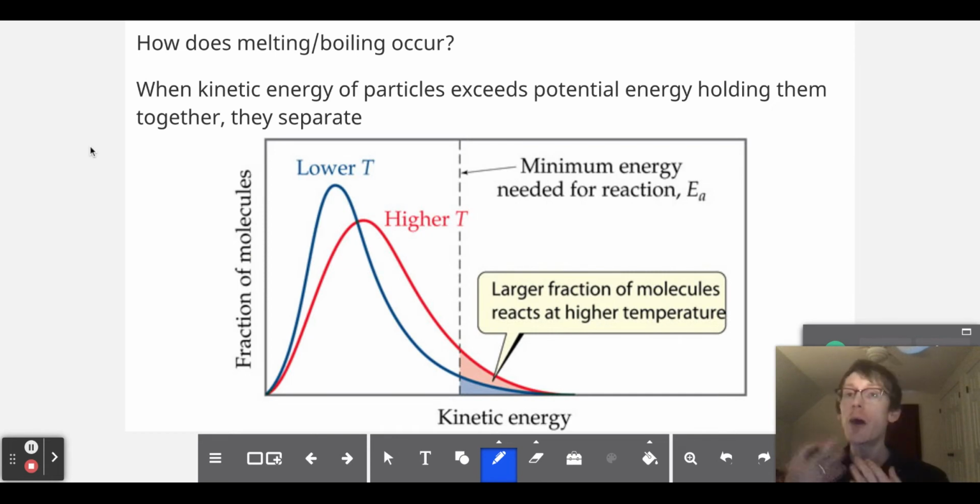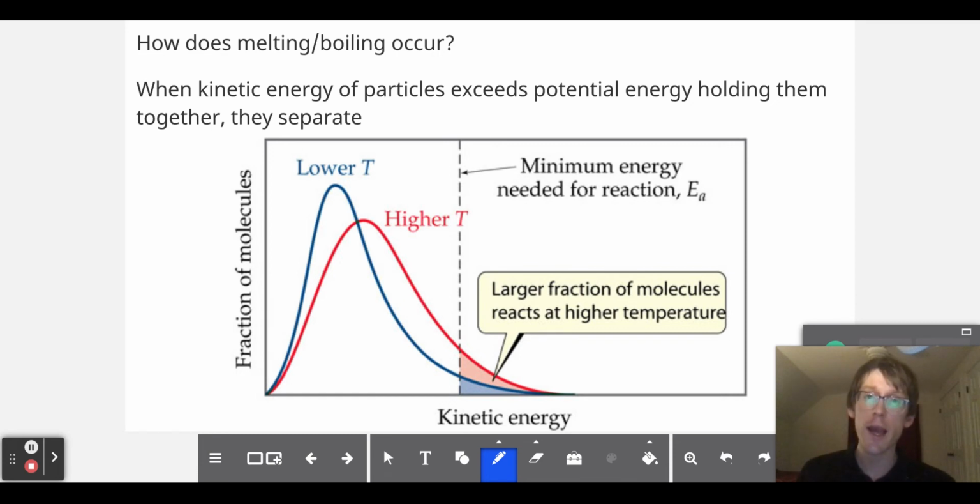So, how does melting and boiling occur? Well, imagine this. We have some ice at negative 20 degrees Celsius, and the particles are vibrating in place. And that's their kinetic energy. It's manifested in this vibration. As heat is added, the temperature rises from negative 20 to negative 15 to negative 10, and eventually it gets to zero. At that point, at 0 degrees Celsius, the kinetic energy of these vibrating particles exceeds the potential energy of the hydrogen bonds that hold them together. And as a result, they start to separate. And that's when melting occurs.